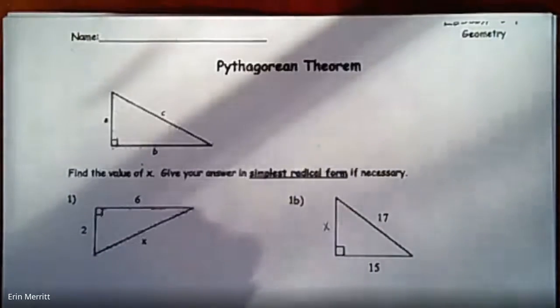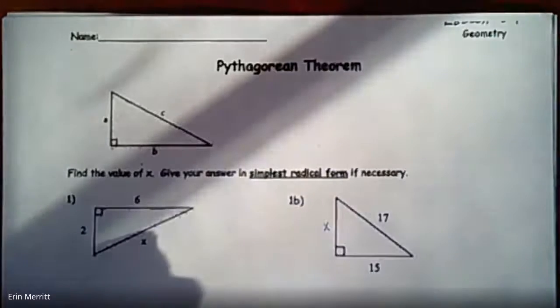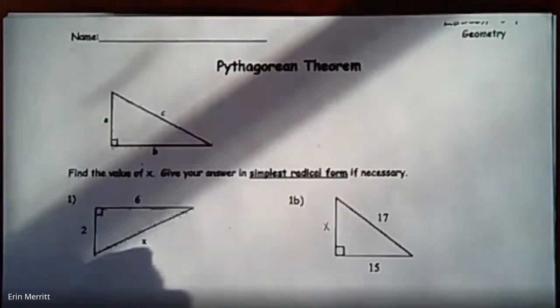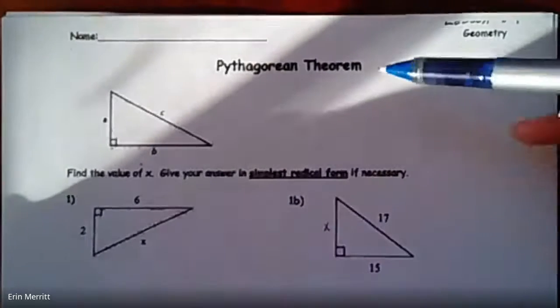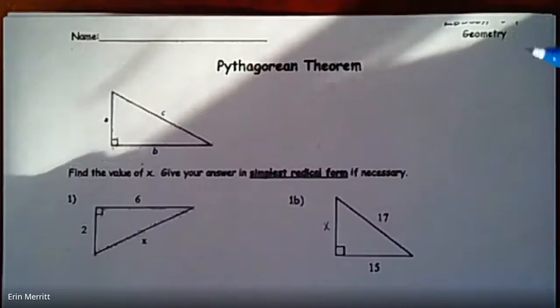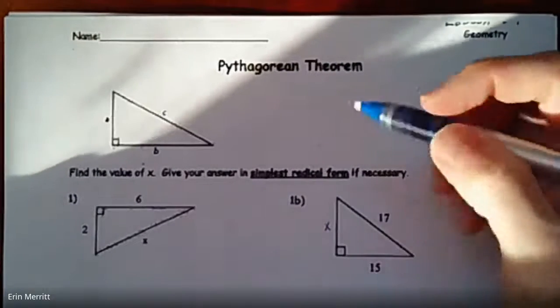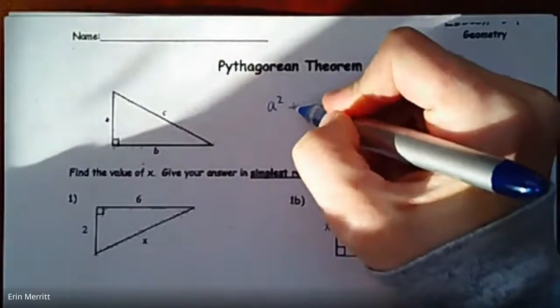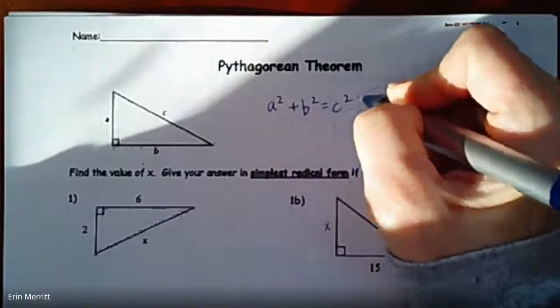Hello, my geometry students. It is day 1 of Unit 6, and we are starting right in with some triangle properties, specifically the Pythagorean theorem for right triangles. So I know you know what it is: a squared plus b squared equals c squared.